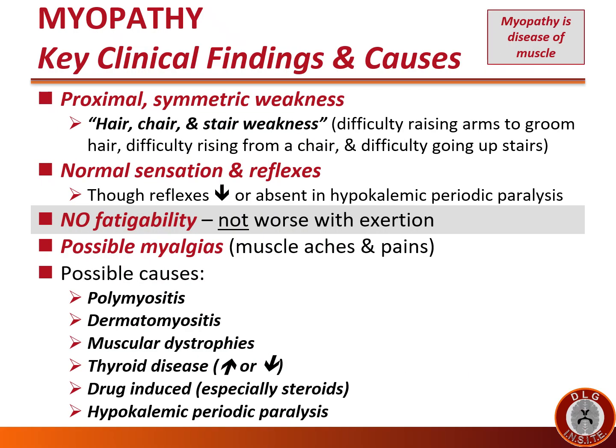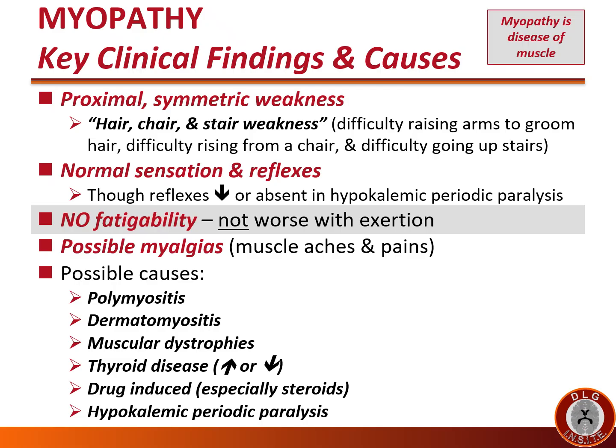We use the term myopathy to refer to disease of the muscle. And like myasthenia, these patients present with proximal symmetric weakness, the hair, chair, and stair weakness. And like myasthenia, they have normal sensation and reflexes, although there's one type of myopathy called hypokalemic periodic paralysis that can lead to decreased reflexes.